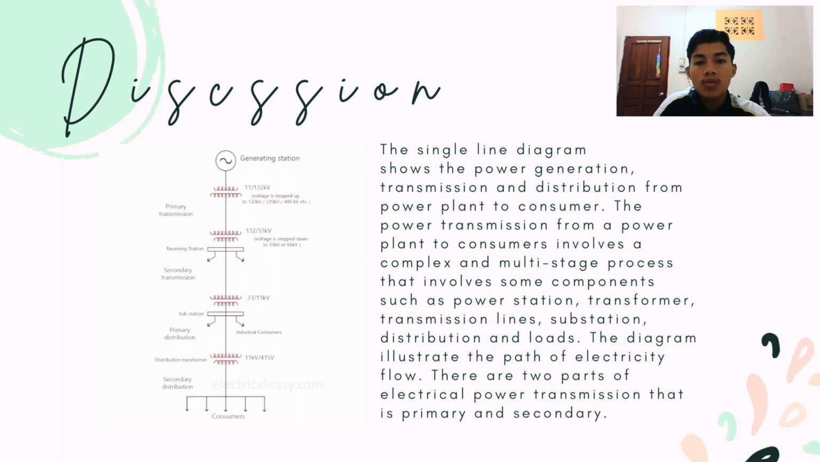The single line diagram shows the power generation, transmission, and distribution from a power plant to the consumer. The power transmission from a power plant to the consumer involves a complex and multi-stage process that involves some components such as power station, transformer, transmission line, substation, distribution, and loads. The diagram illustrates the path of electricity flow. There are two parts of electrical power transmission, that is primary and secondary.